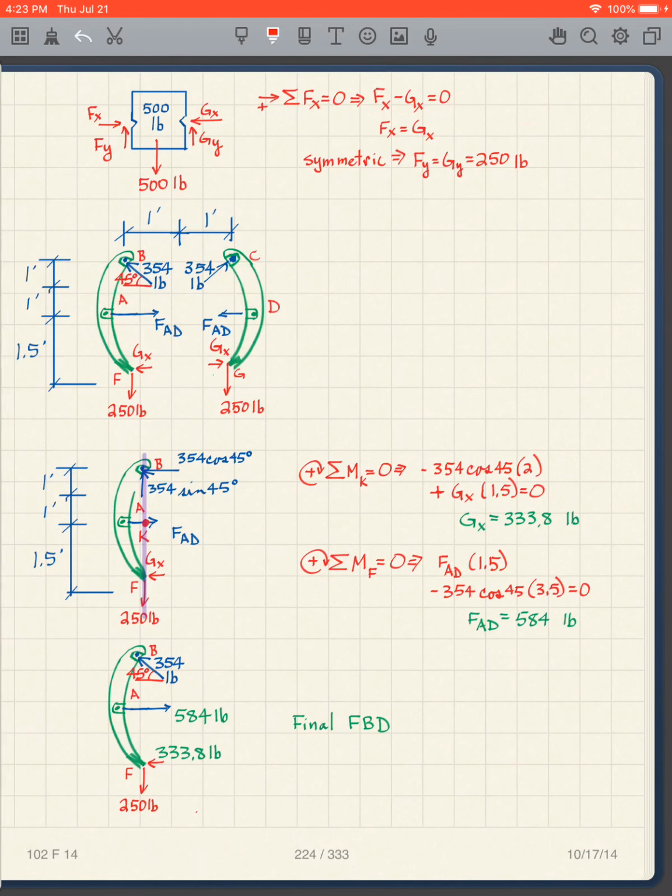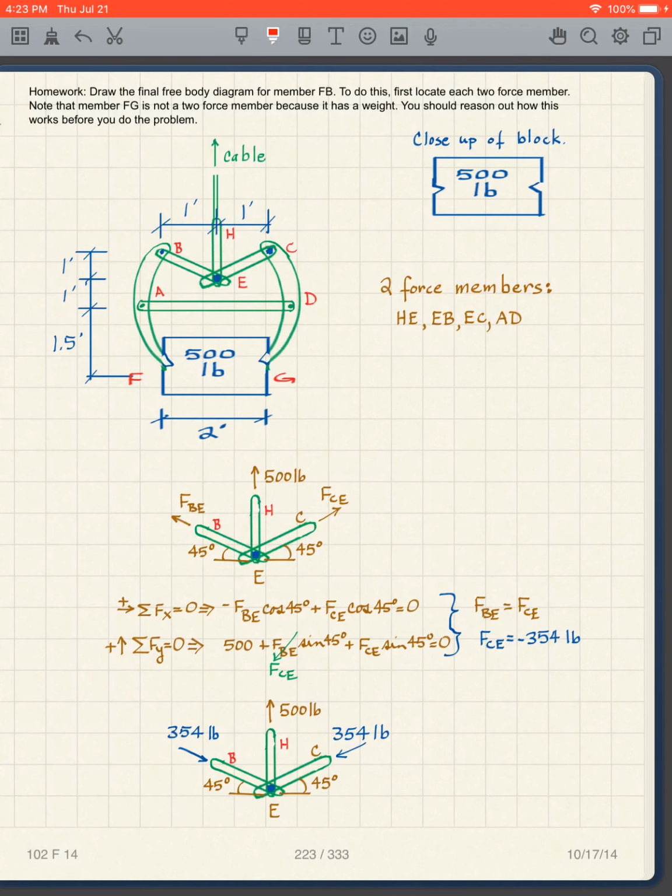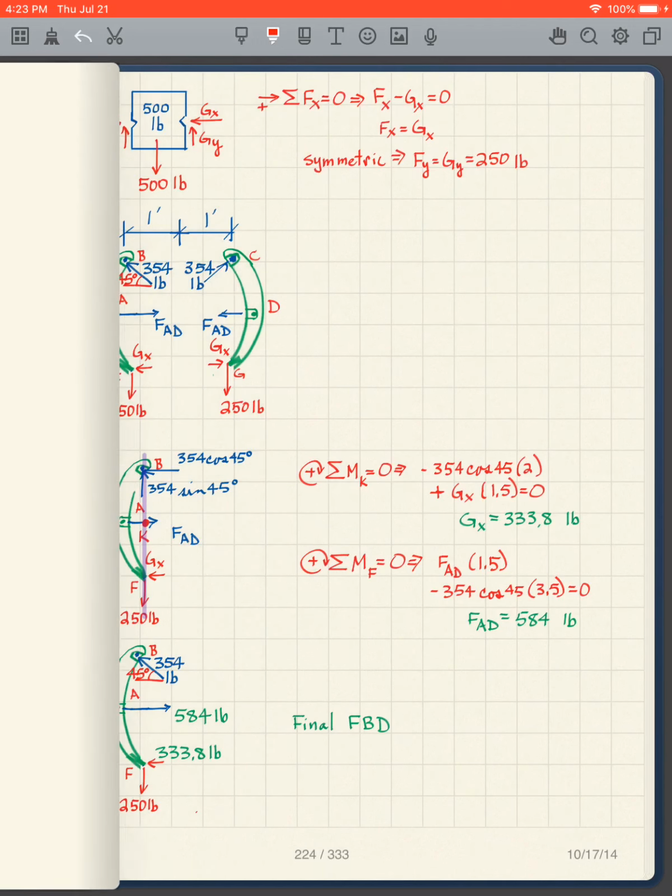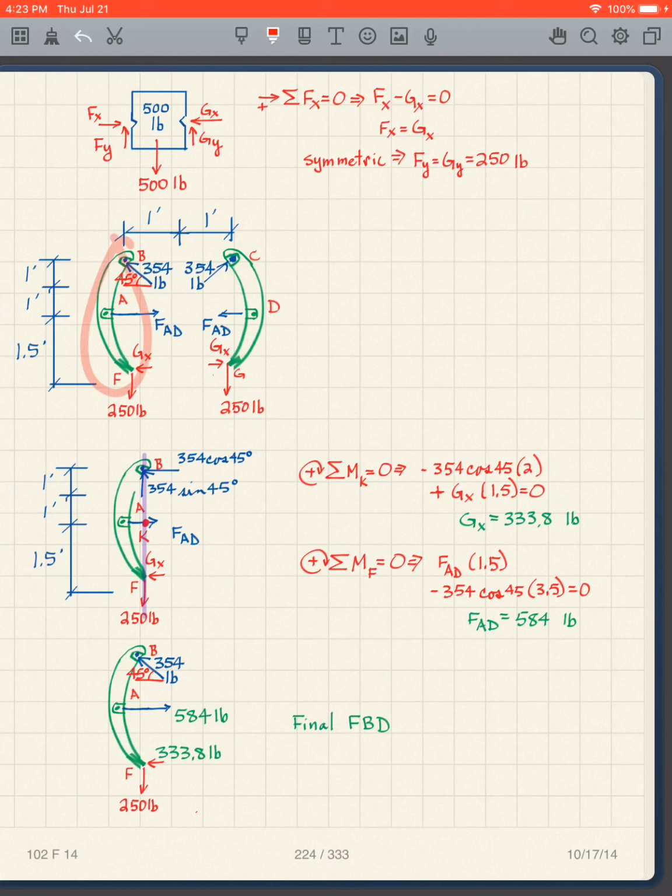Then what does that tell me? Then I have, it points, again, it points toward the body. And when I draw the free body diagram of these pieces, they're also acting in compression toward point B, toward point C at 354 pounds. So 354 pounds.